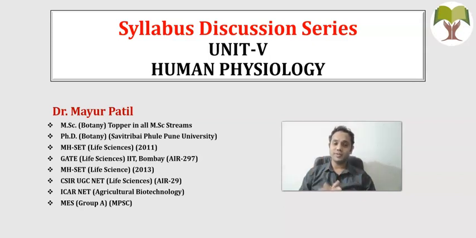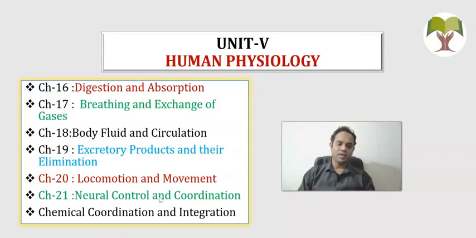This human physiology deals with all the internal vital processes which are occurring inside the human body. All those human physiological processes are going to be studied in this unit. So it is quite a huge unit. If we see the number of chapters present in this unit, it starts from chapter number 16 to around chapter number 22.